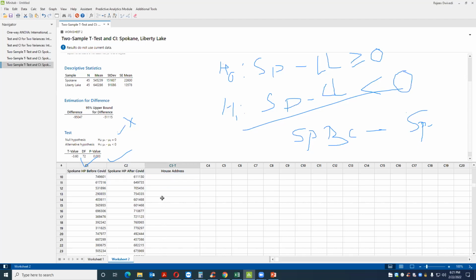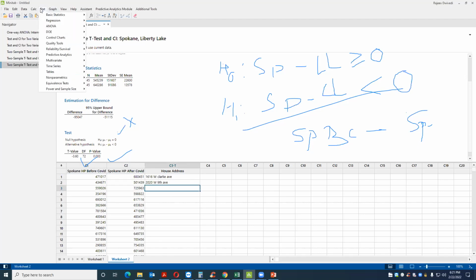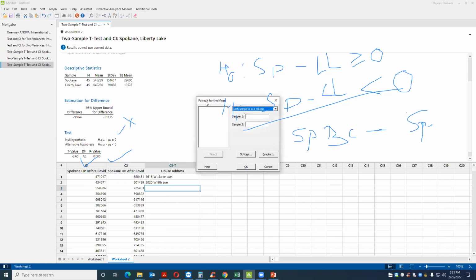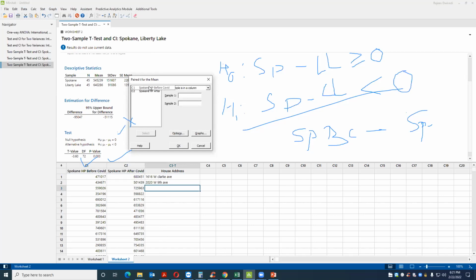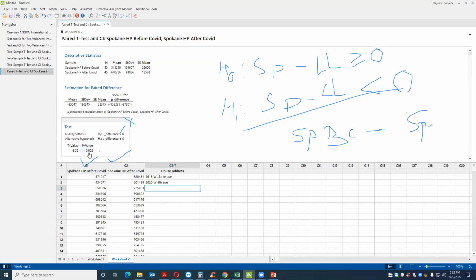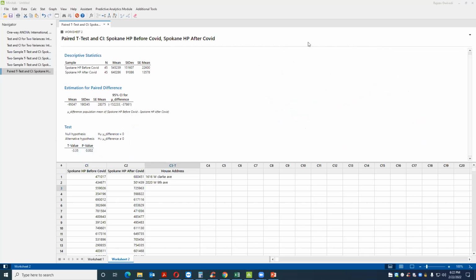So I have to see all the houses before and after. And so I go and do the test now: basic statistics, paired t-test. I go under this. And now the options are exactly the same. But here the p-value is again, so I can say there's a difference between before and after, because the p-value is less than the alpha value.